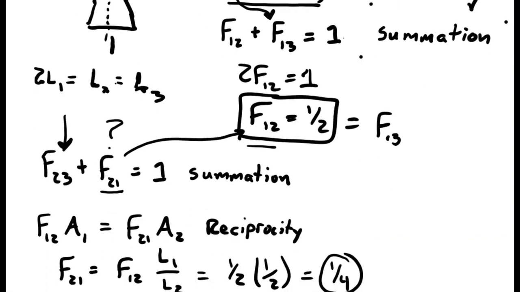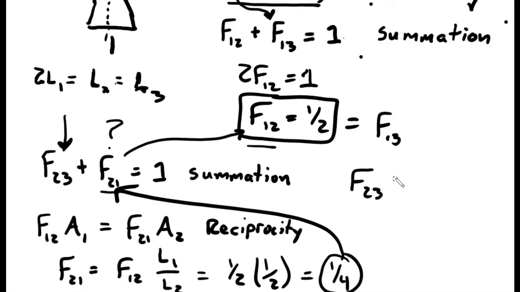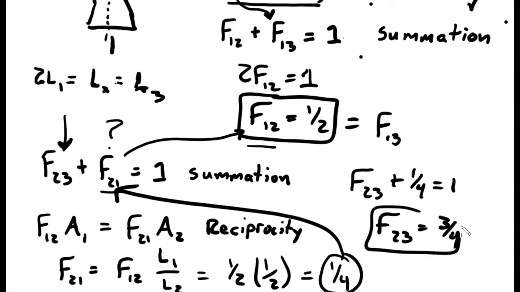Kind of interesting, huh? Oh, wait, no. That's 2 to 1. I asked you for 2 to 3. So we plug that back in there, and we get f23 plus 1/4 equals 1. So f23 is 3/4. So 3/4 of the heat leaving 2 will hit 3, which is interesting, right? Okay.